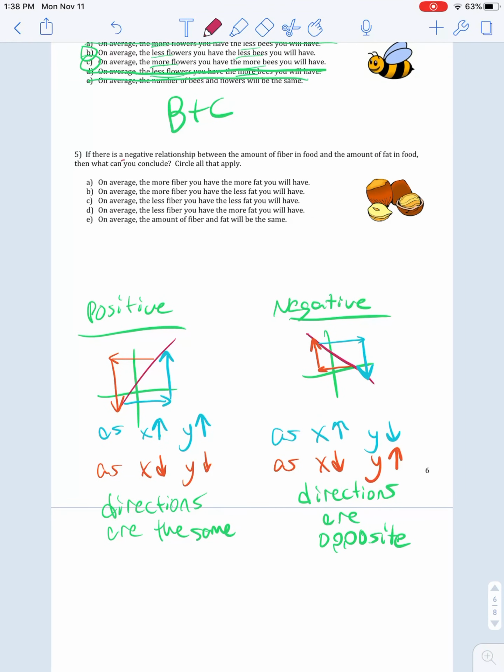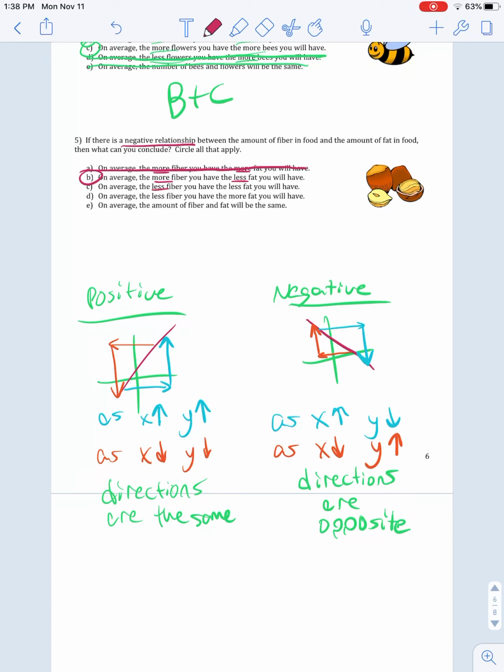For 5, if there's a negative relationship, what must be true? Which of these can we conclude? More, more, that's same. If it's negative, we're looking for opposite. More, less, that works. That's a negative relationship. Less, less, nope, that's same. Less, more, that's opposite. Nothing's changing, no, that's not it. So B and D would both work.